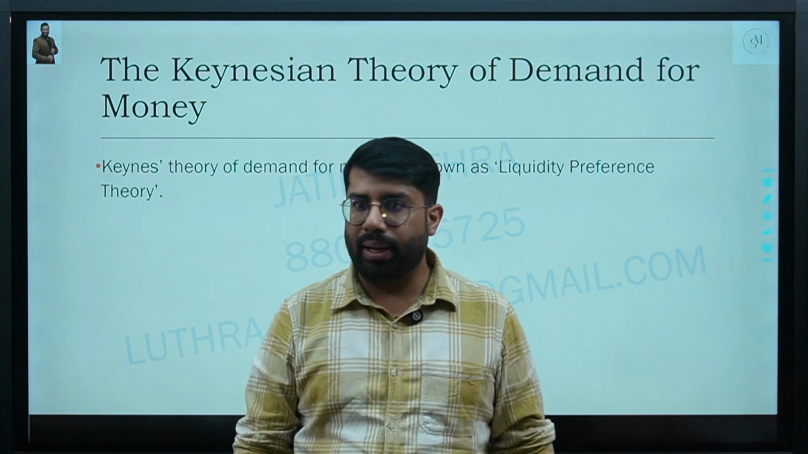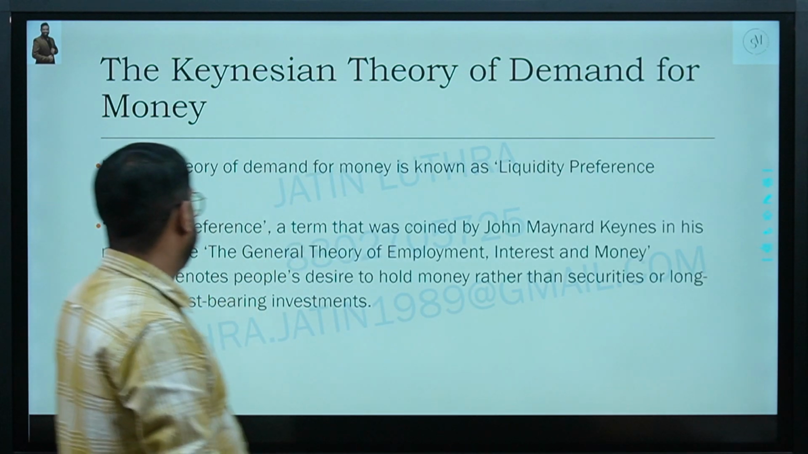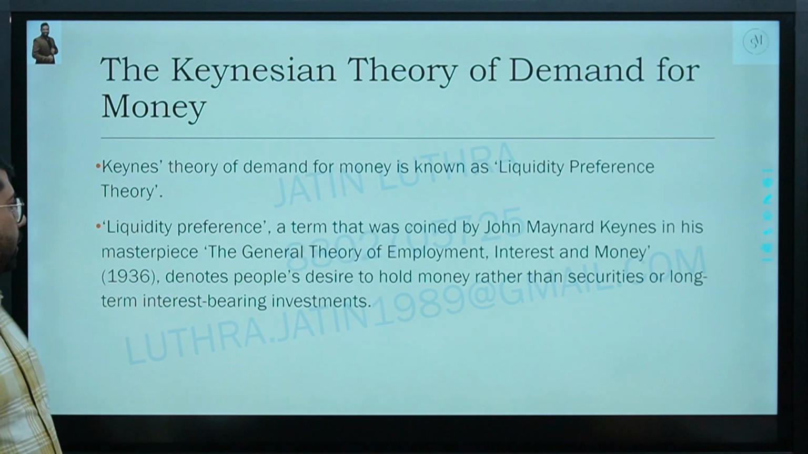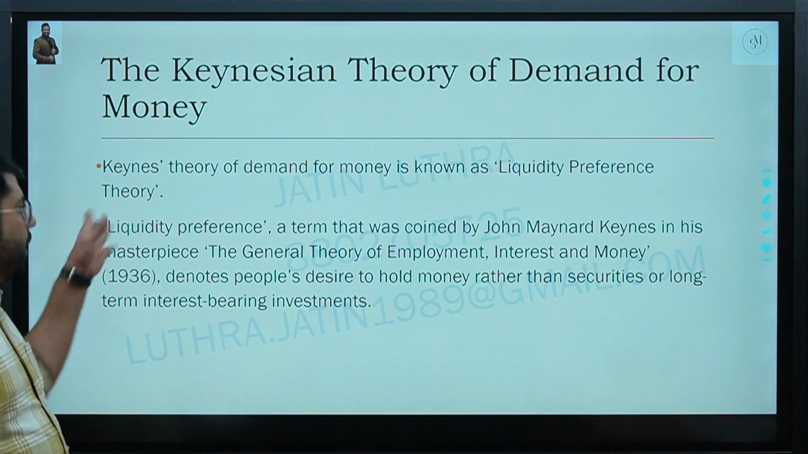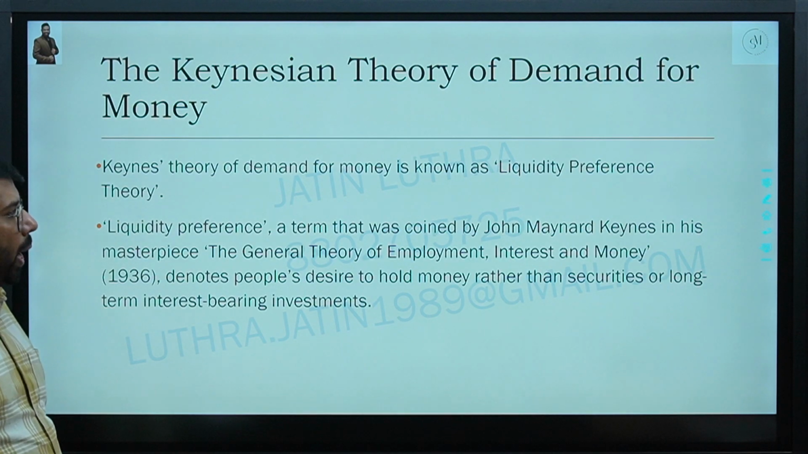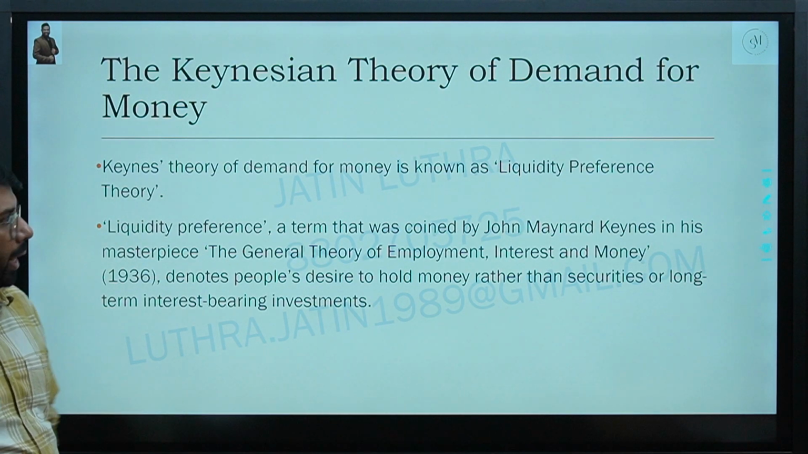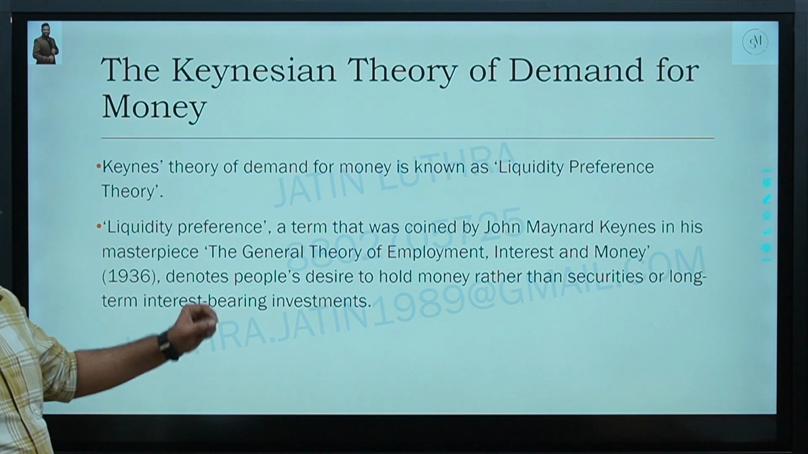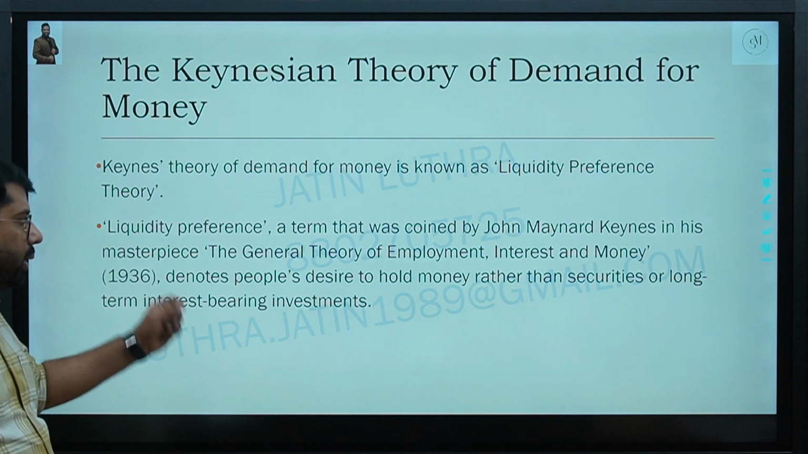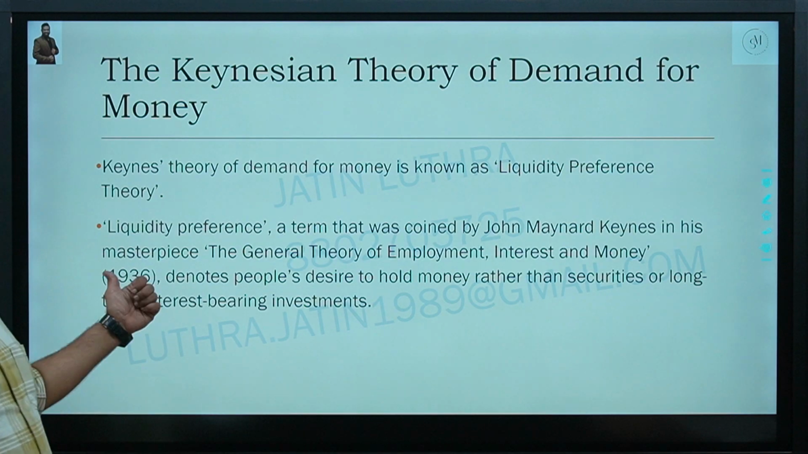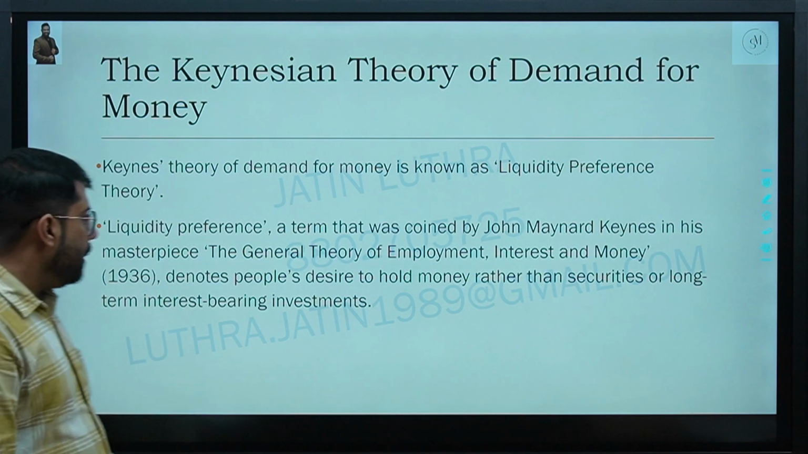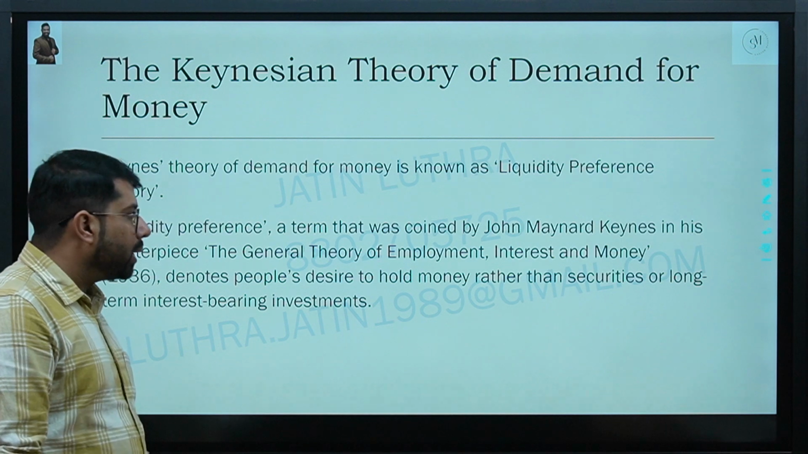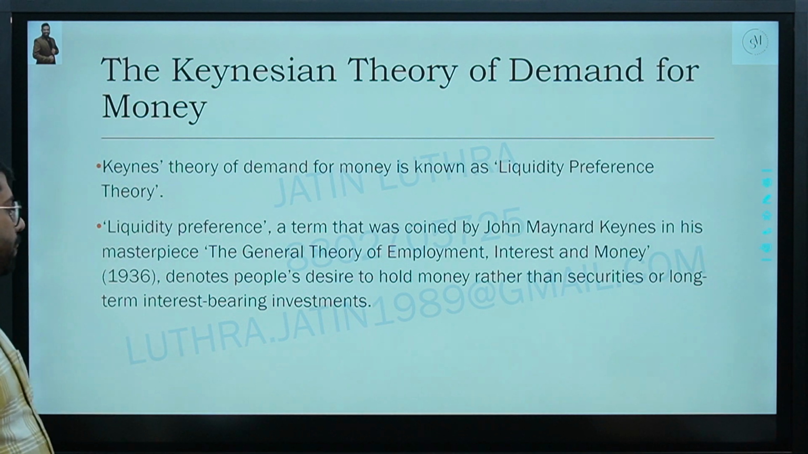Let us see what it says. It's saying liquidity preference, a term that was coined by John Maynard Keynes in his masterpiece, one of the most renowned books, the General Theory of Employment, Interest and Money, 1936, and denotes people's desire to hold money rather than securities or long-term interest-bearing investment. This thing we have already been studying.